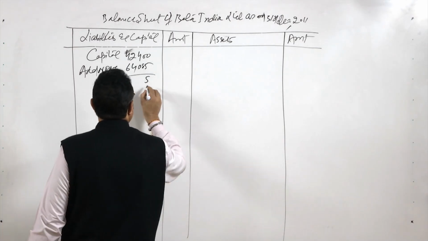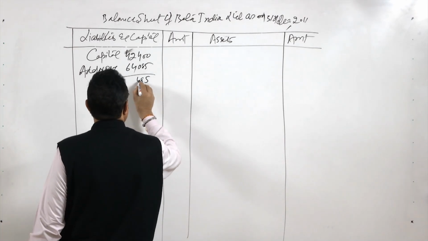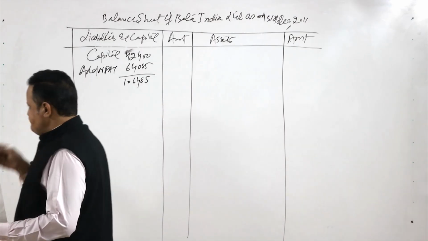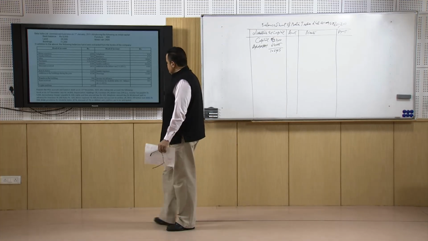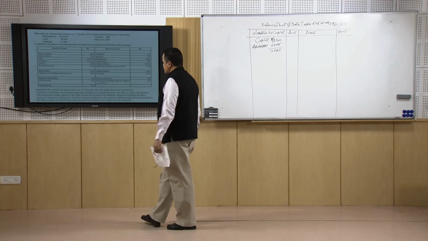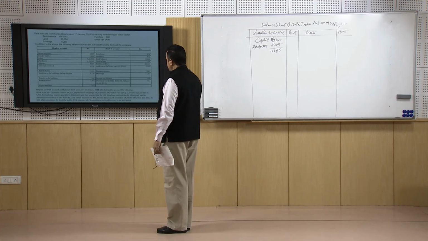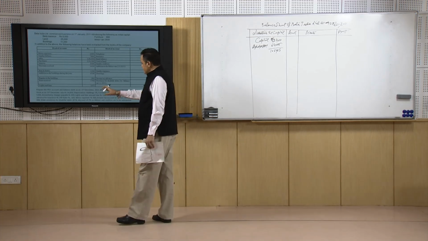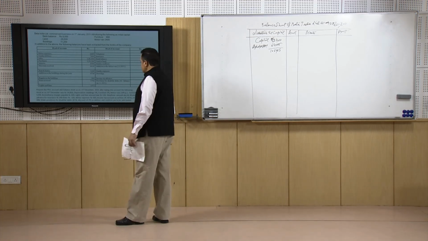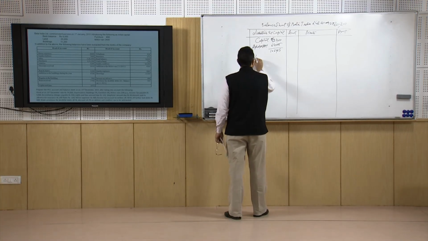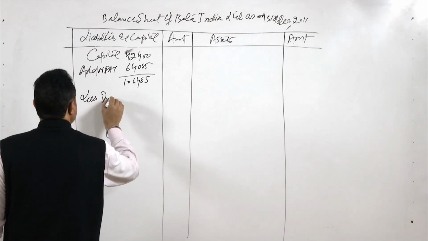So this works out to 106,485. Now in this, if there is any interest on capital, we will have to take that into account, and if there is no interest on capital, we do not take that. But I think there is no interest on capital here, so we have to take the drawings. We have to subtract the drawings from this amount, less drawings.